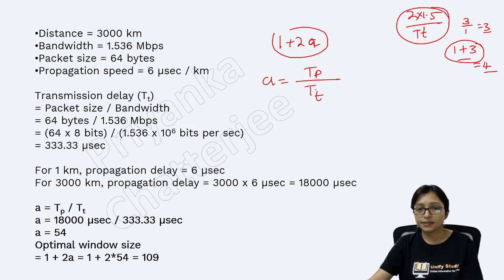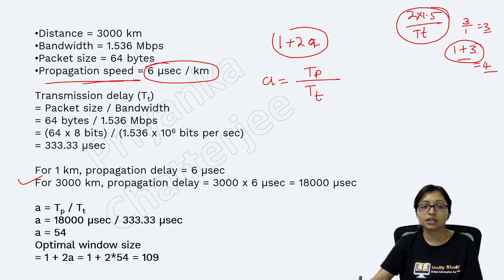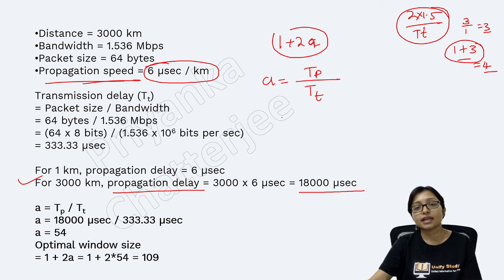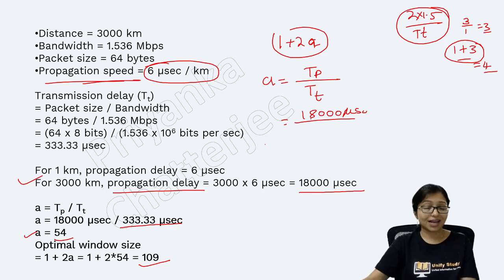So a is TP by TT. Now put in TP, which we just calculated. TP was the propagation delay, not the propagation speed. In the question the propagation speed is given, so don't make that mistake. In the last question we calculated the propagation delay, which was 18,000 microseconds. So 18,000 microseconds divided by 333.33 microseconds, which is the TT. You will get 54. A is 54. So 1 plus 2a gives 109, and that is your optimal window size.